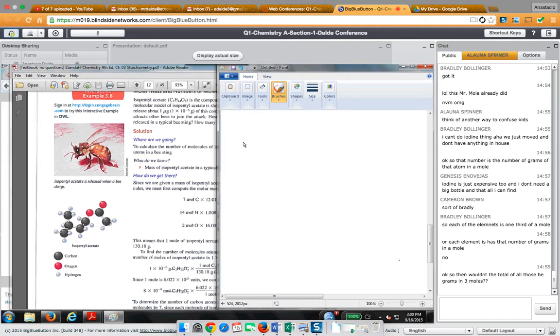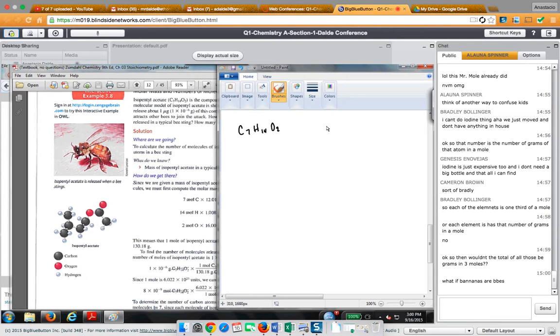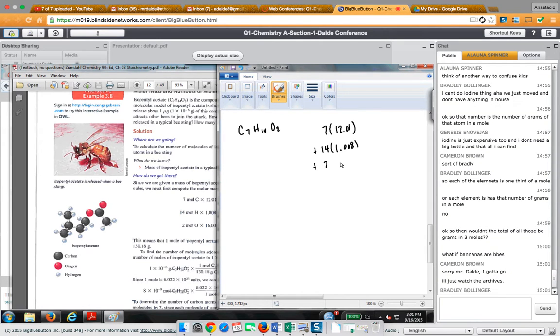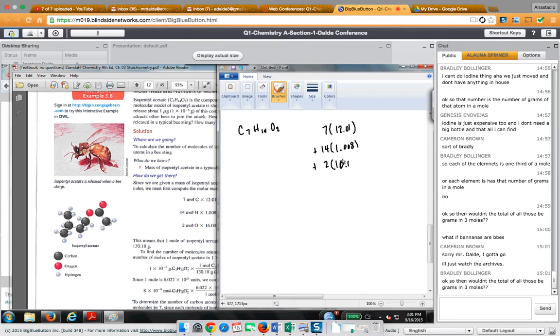All right. So first of all, before we start the problem, we've got to do some side work. Have your calculators ready for me. We've got to figure out what the molar mass of isopentenyl acetate is. So if I have C7, that would be 7 times carbon, which we know as 12.01, plus 14 times 1.008, plus 2 times 16.00. We're cool?